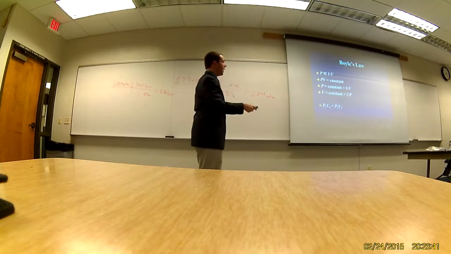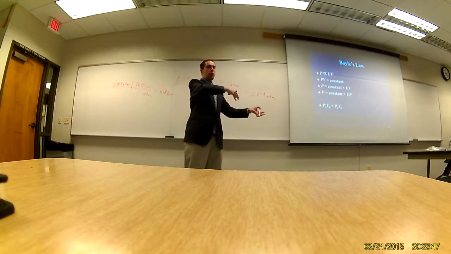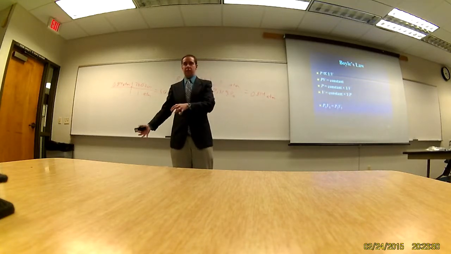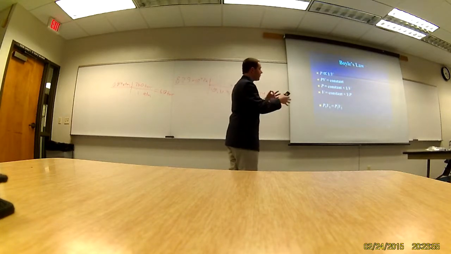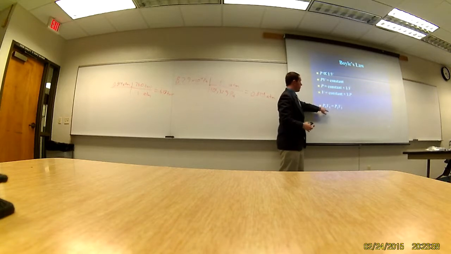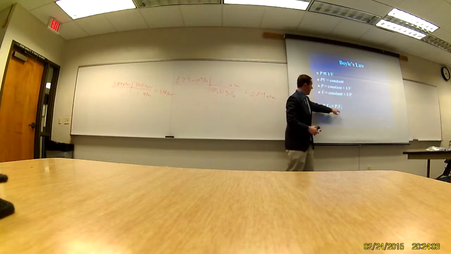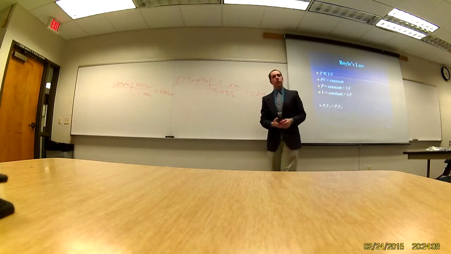And that is P1V1 equals P2V2. The ones are before, twos are after. You have two sets of conditions, the before and the after. If you're given a starting pressure and a starting volume, and given a final pressure, you just do the algebra to solve for the missing variable.